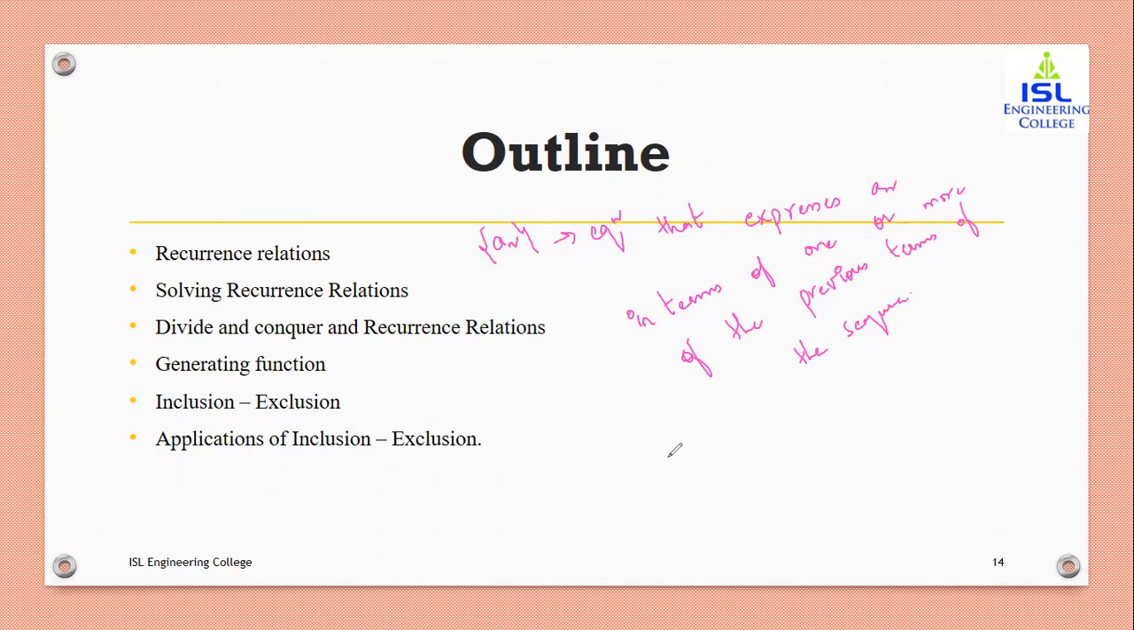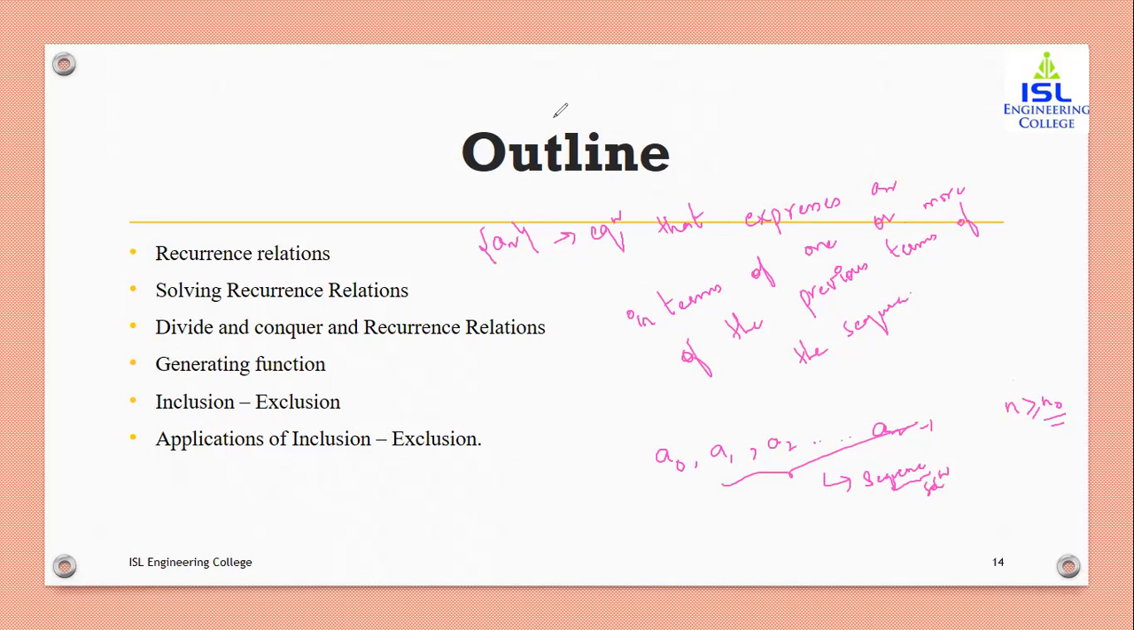Suppose we have a0, a1, a2 and so on up to an minus 1, for all integers n with n greater than or equal to n0, where n0 is a non-negative integer. A sequence is called a solution of a recurrence relation if its terms satisfy the recurrence relation.